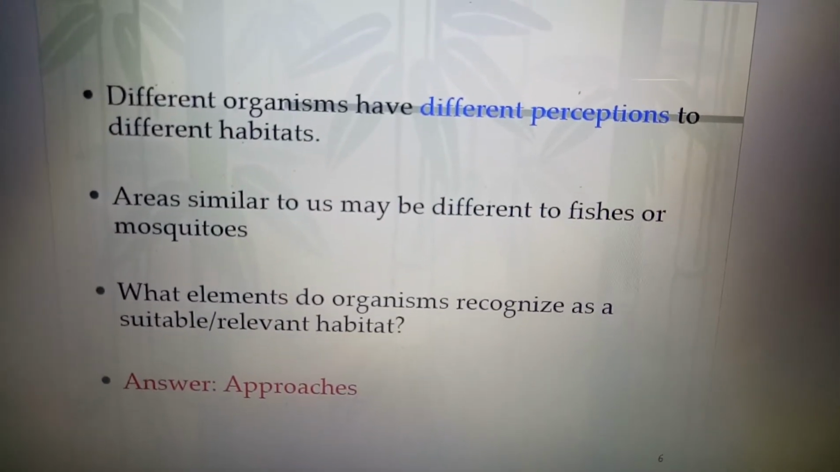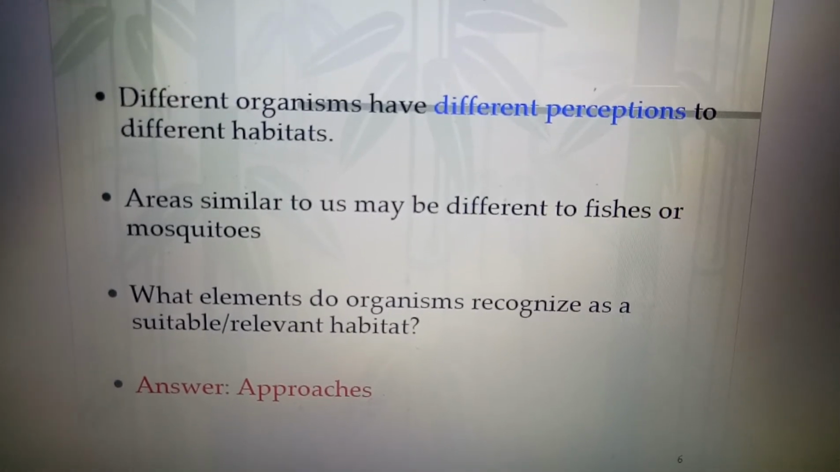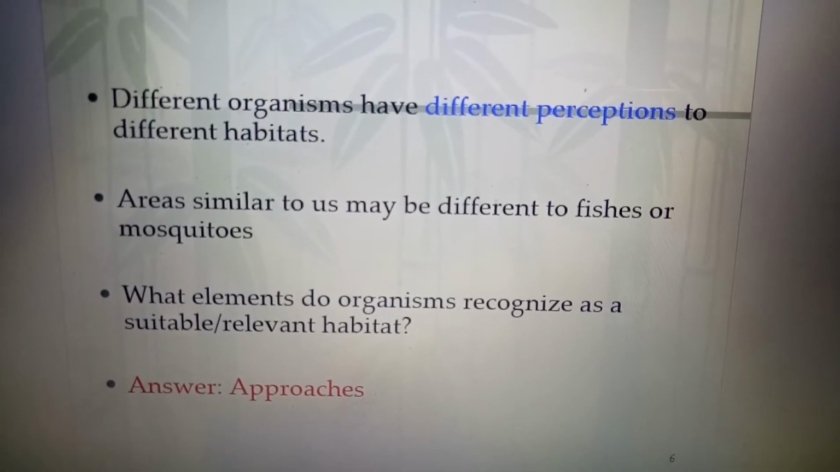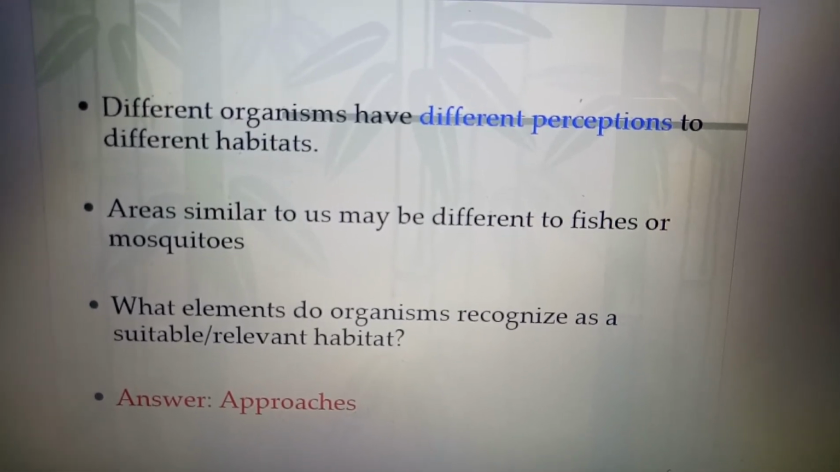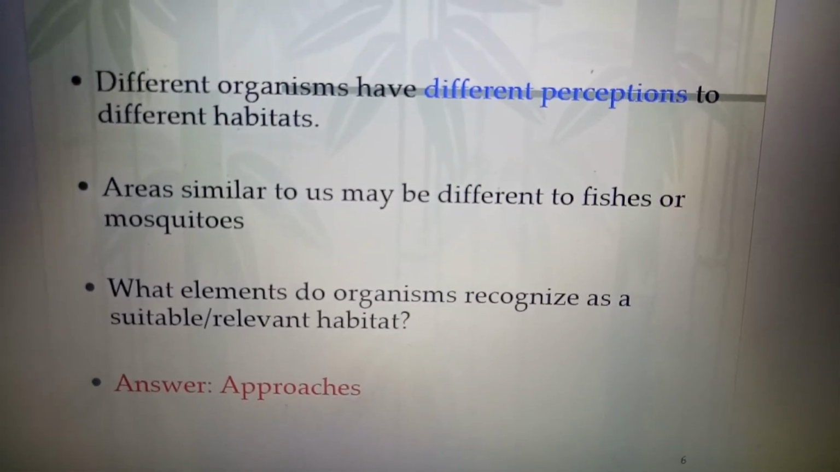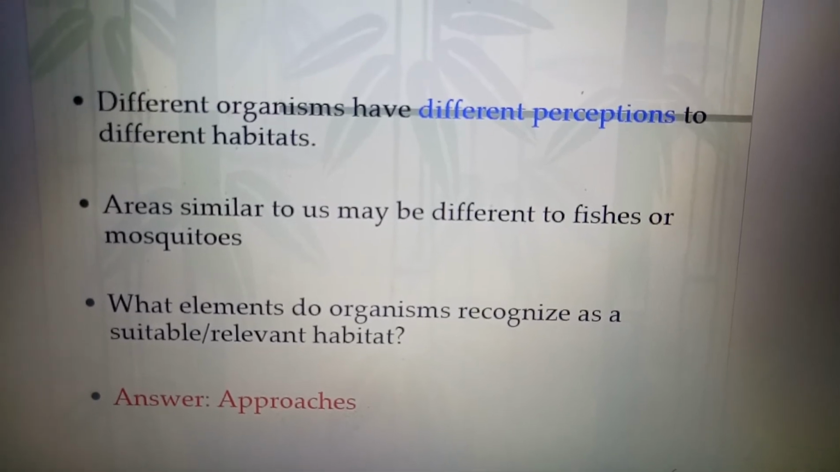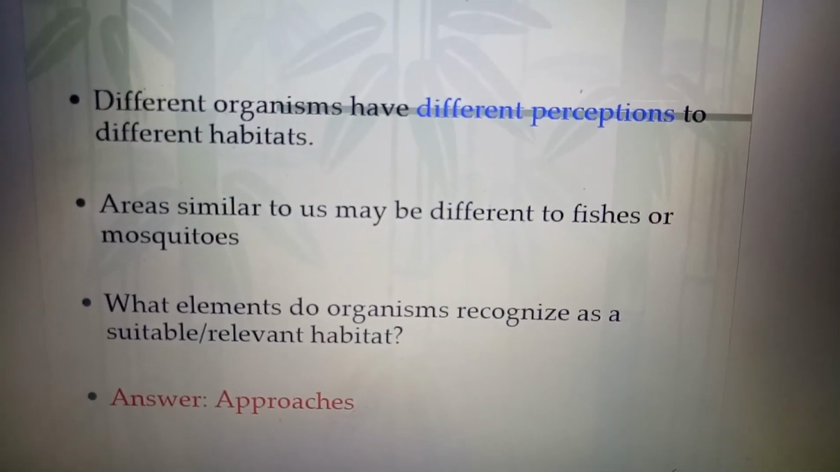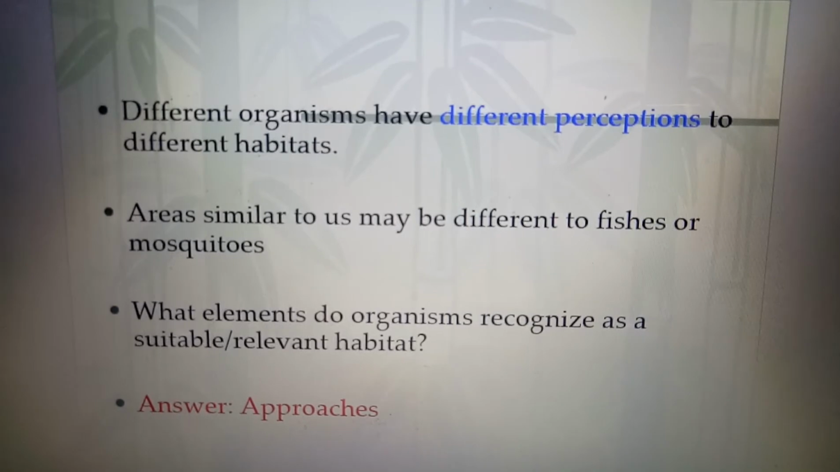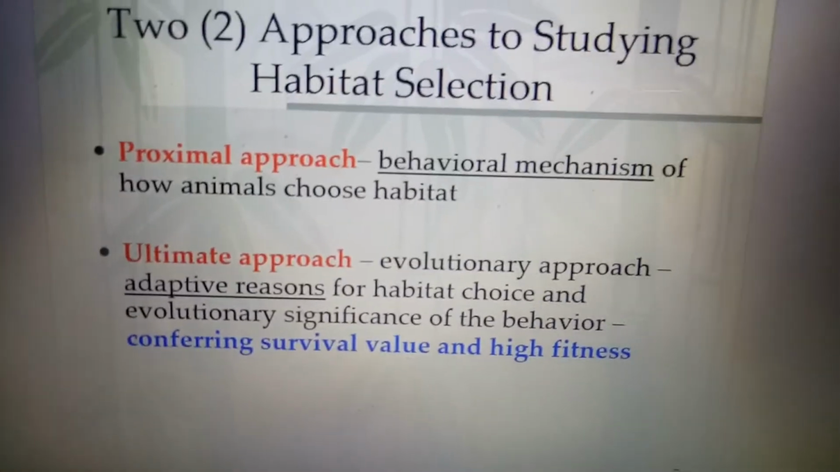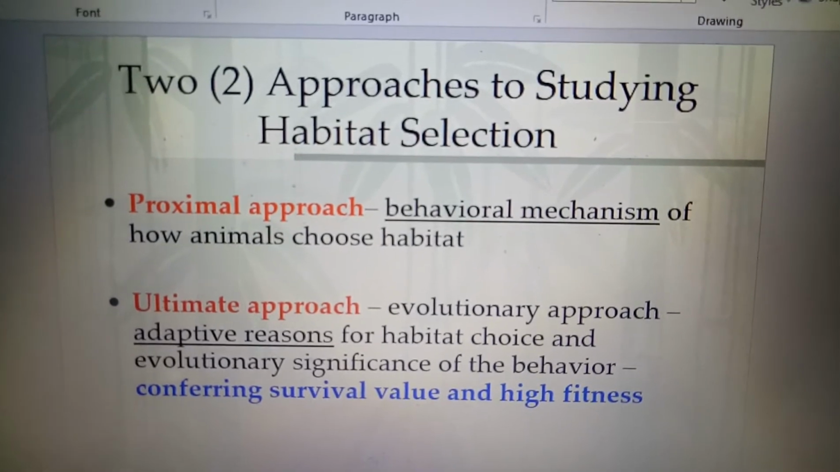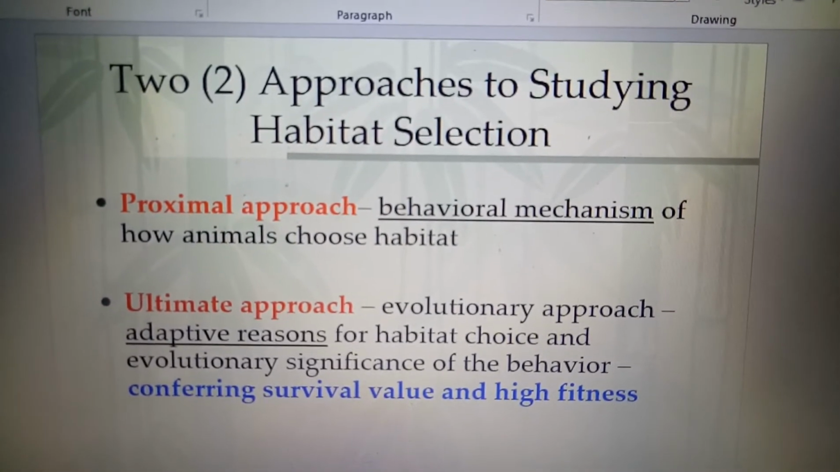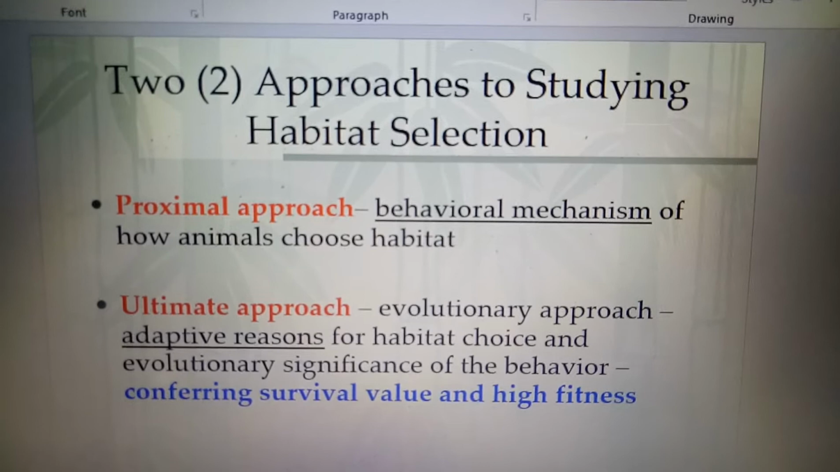So different organisms have different perceptions of different habitats. Areas similar to us may be different to fishes or mosquitoes. So the question is, what elements do organisms recognize as a suitable or relevant habitat? Of course, their approaches. So there are two approaches to studying habitat selection. Number 1, proximal approach, and number 2, ultimate approach. Okay, we'll take a look one by one.